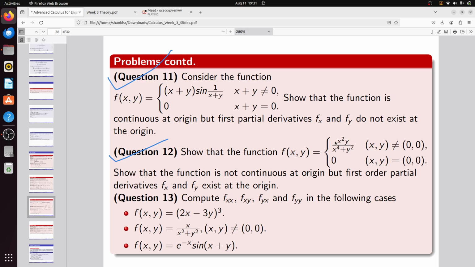Now next, solve this problem. Compute fxx, fxy, fyx and fyy in the following cases: 2x minus 3y, x by x square plus y square, e to power minus x sin x plus y. So how will you do it? You will just determine fx, fy, then once again you will take the derivative of them. So these are double differentiation, second order partial derivatives, and these are mixed derivatives. fxy, fyx, they are mixed. You take the derivative with respect to y as well as with respect to x.